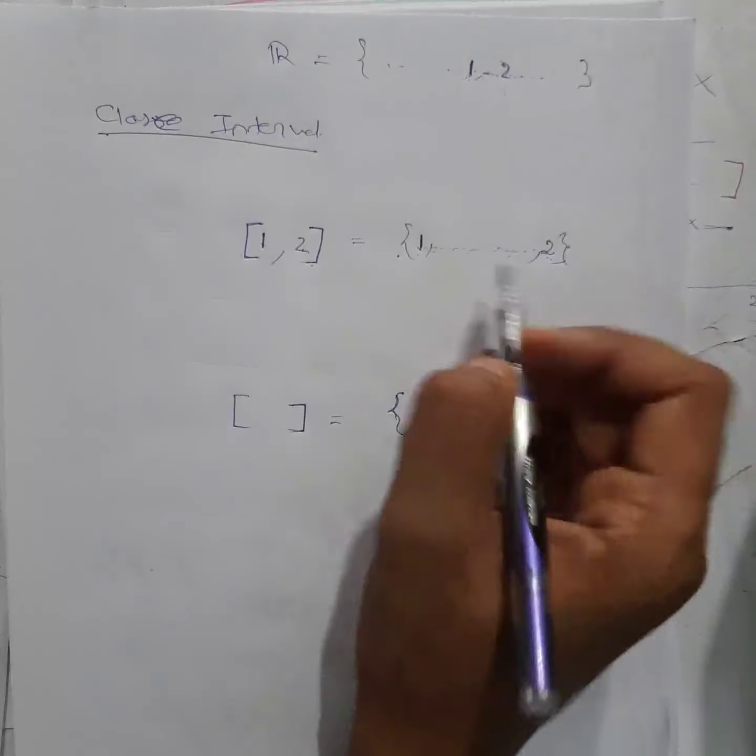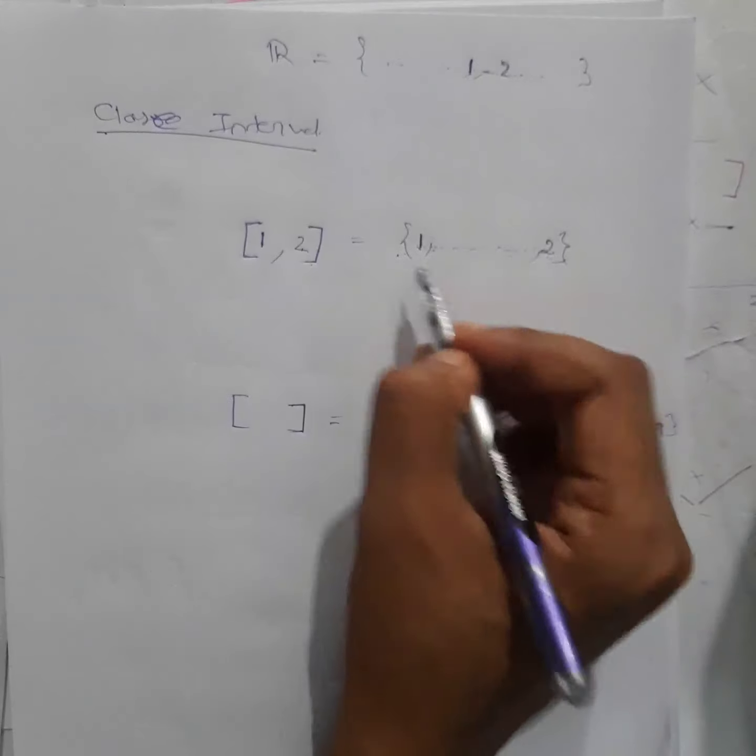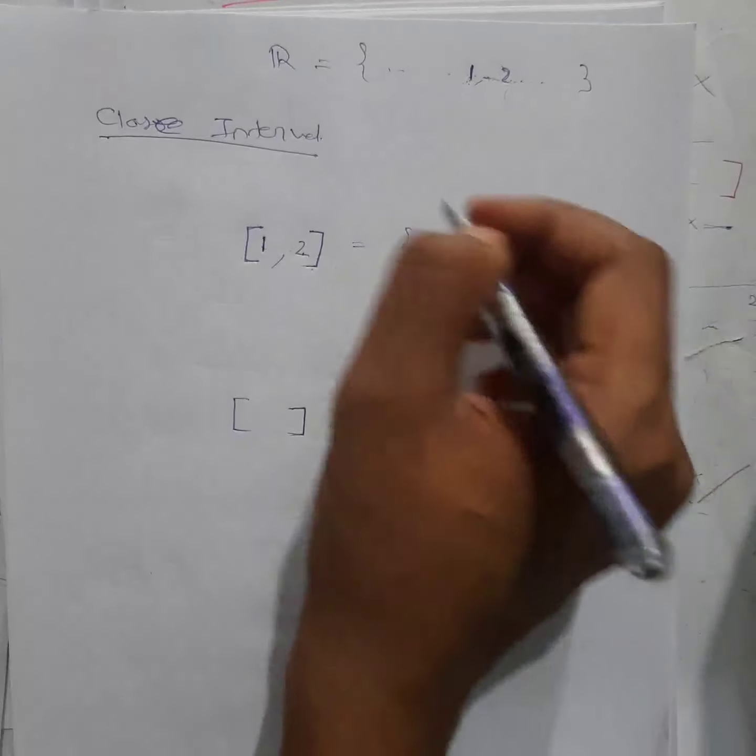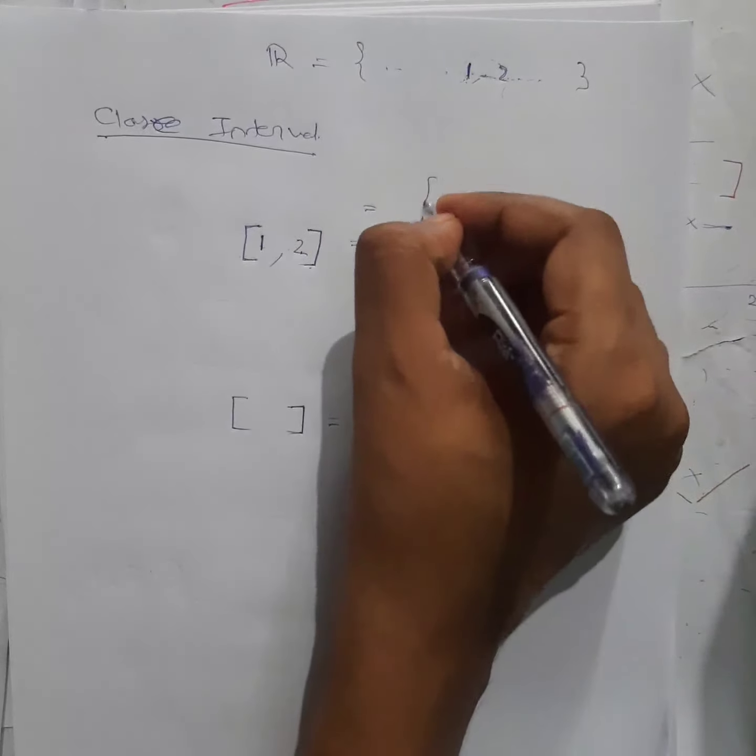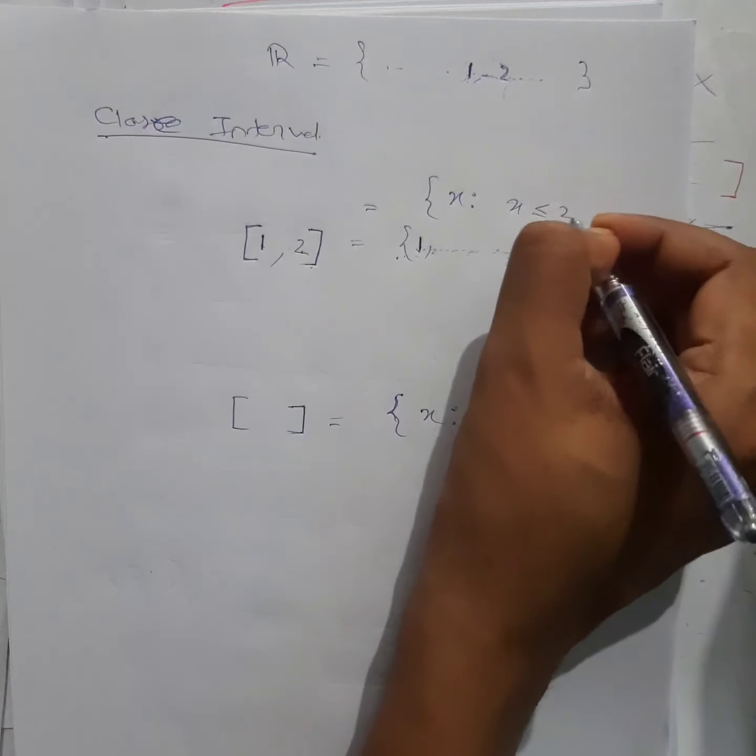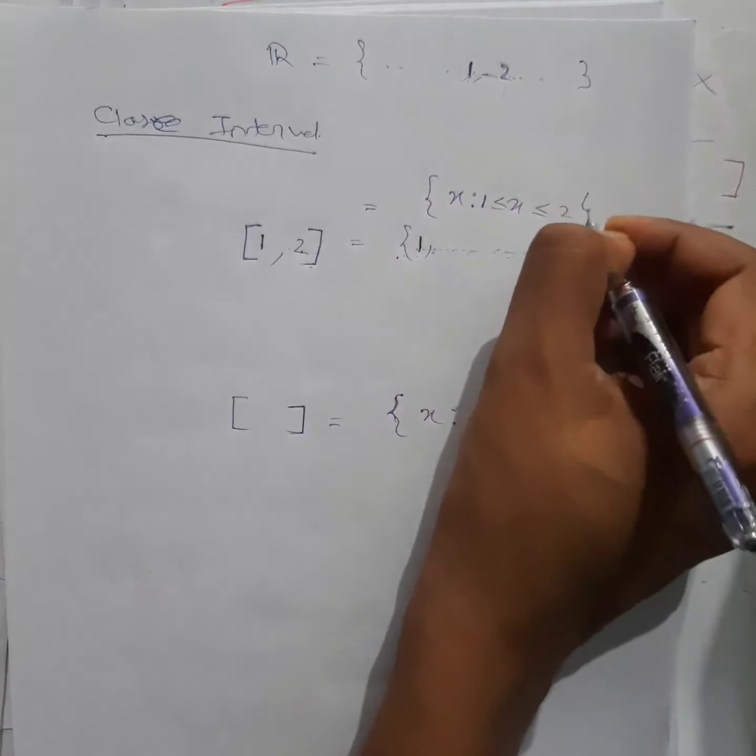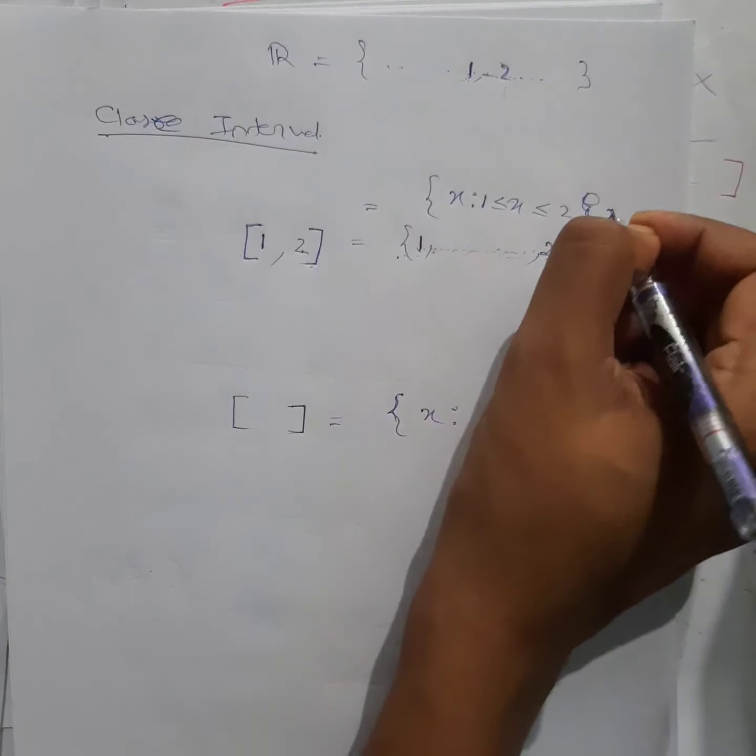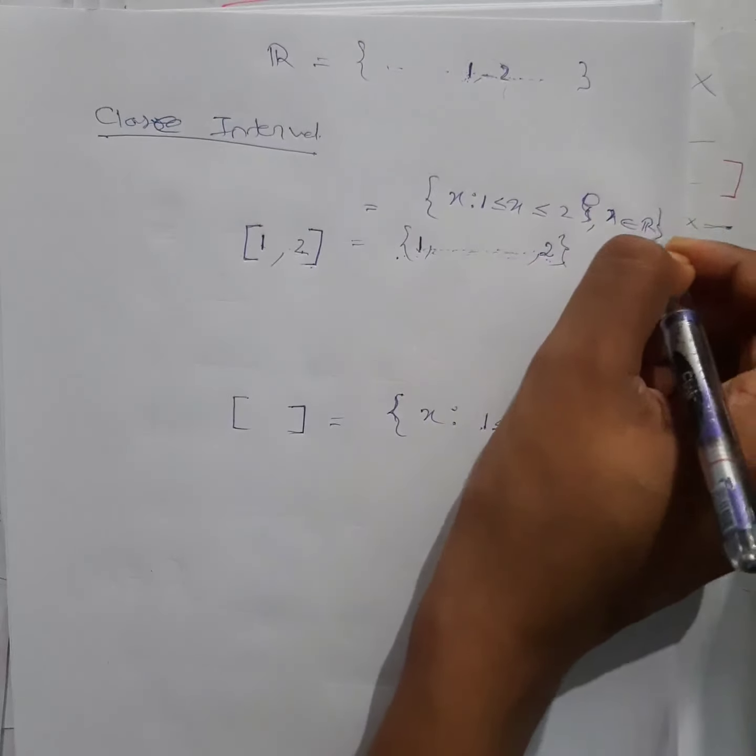It is an infinite set, so obviously you cannot write it in roster form, the listing form. So how can we write it? Can we write it in set builder form? X less than or equal to 2, greater than or equal to 1. This is how we write it, for X belongs to the set of real numbers.